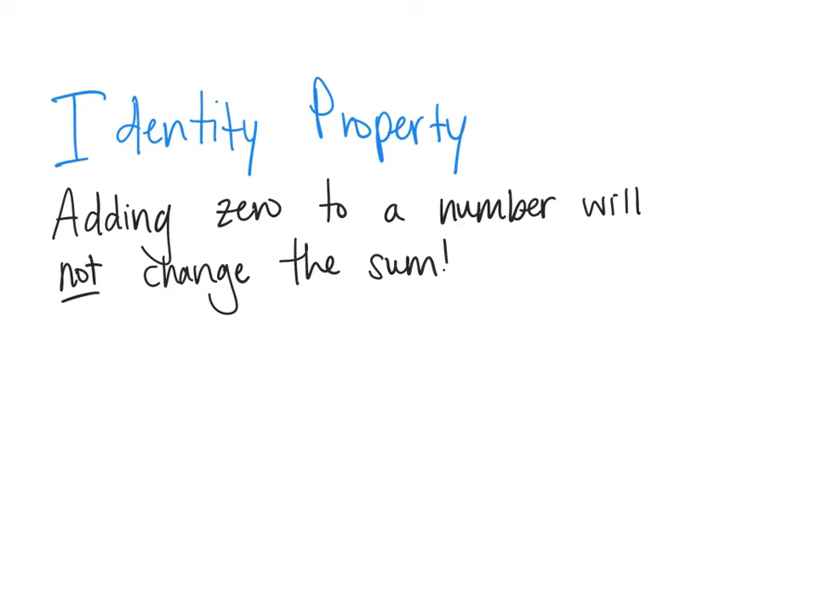All right, the last addition property we're going to focus on today is the identity property. The identity property states that adding 0 to a number will not change the sum. So here's an example of that. 9 plus 0 equals 9. Adding 0 to a number does not change it at all.